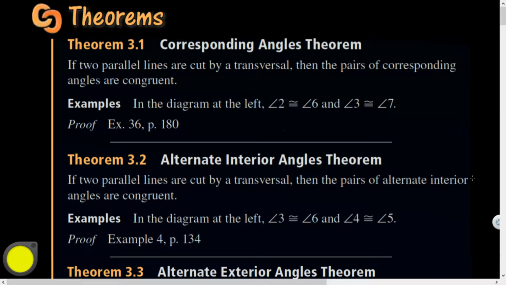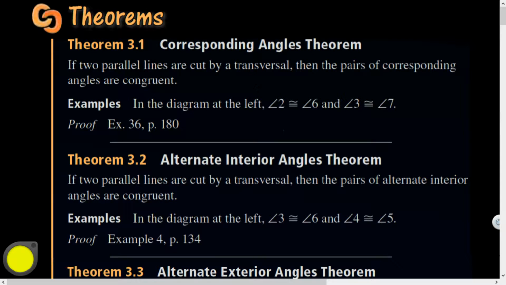Back in the day, 10 years ago, when I started teaching geometry, this actually was called the corresponding angles postulate. We used to assume that corresponding angles, when you have two parallel lines cut by a transversal, would be congruent. They've now put it in the theorem category, and we will be proving this in, I think, chapter... no, it used to be chapter 7.